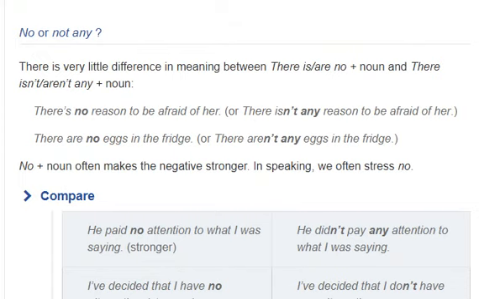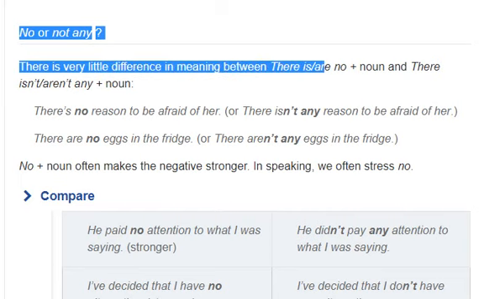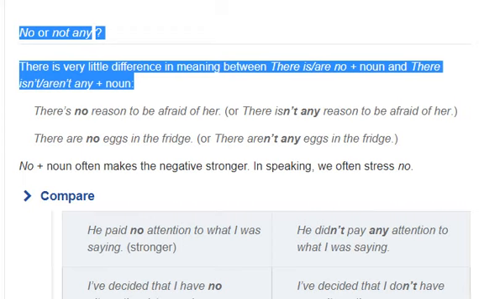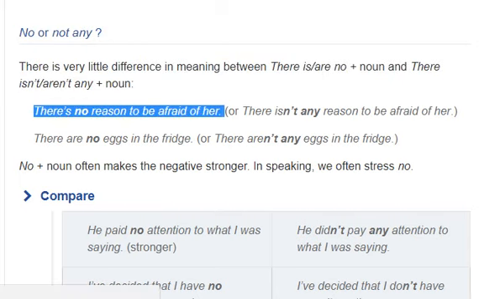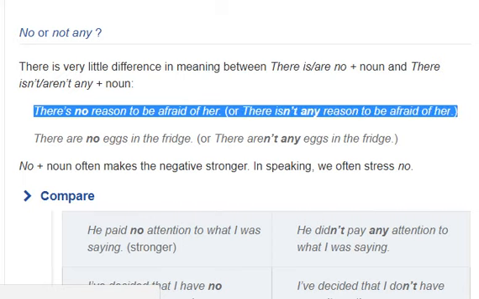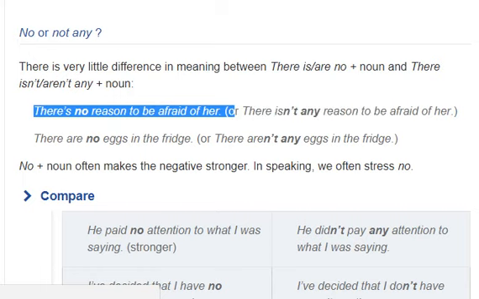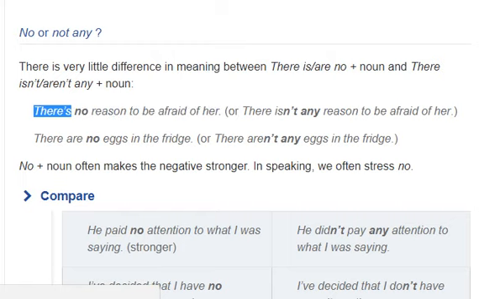Aqui, eles falam de no or not any. There is very little difference in meaning between there is or there are no plus a noun, and there isn't, there aren't any plus a noun. There are no. There's no reason to be afraid of her. Or there isn't any reason to be afraid of her. Você viu? Não tem razão. Em português, não tem nenhuma razão. Mas esse aqui, você colocando any, is not. There is not any. Esse aqui, there is no. Então, nessa situação, praticamente a mesma coisa.